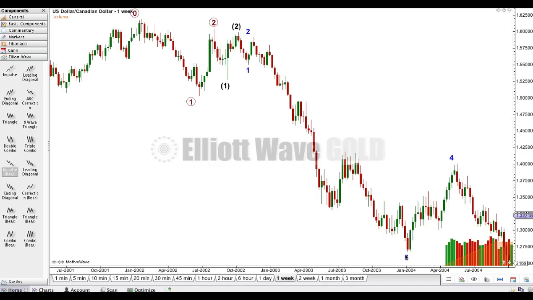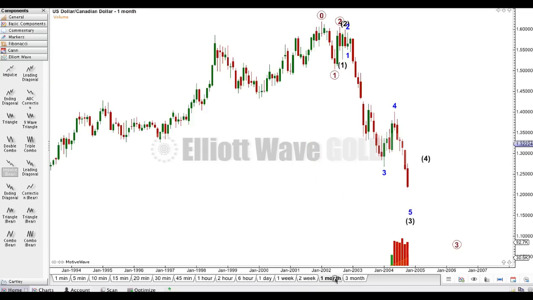So let's count the subdivisions of the third wave. When I'm doing an impulse, the most important part is the middle of it. The third wave has to be an impulse. 1, 2, 3, 4, 5, 6, 7, 8, 9, 10, 11, 12, 13, 14, 15, 16, 17, 18, 19, 20, 21. And that is an impulsive number, so that fits. Okay, let's go back to monthly.